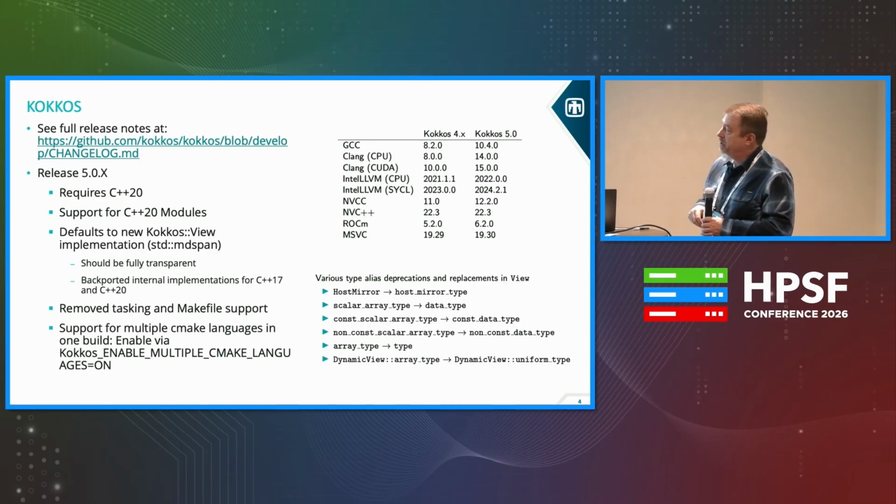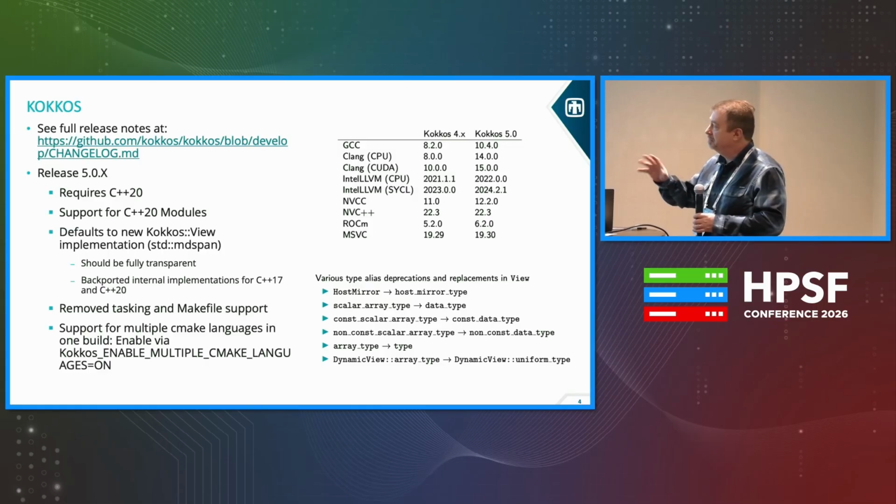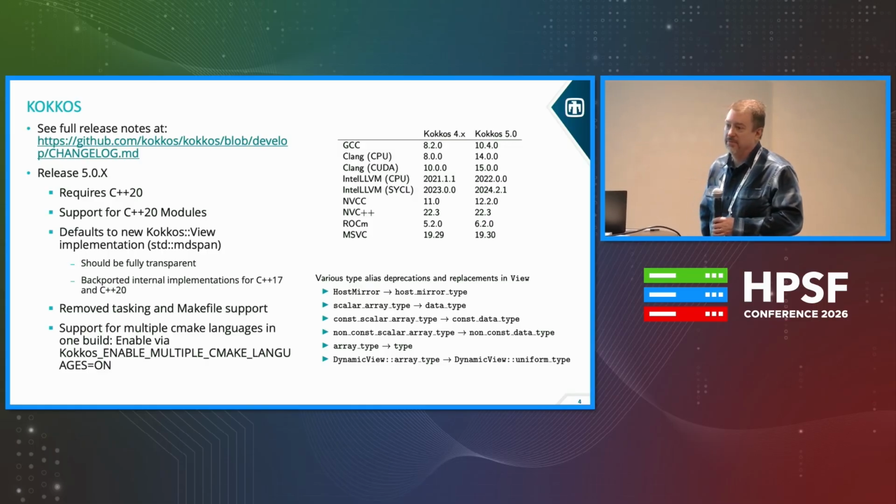They removed tasking. I think maybe Phalanx was the only package using it in Trilinos, and that was off by default. And they removed makefile support. They also have support for multiple languages now, so you can turn on both GCC and NVCC instead of just tricking the compiler to use NVCC for everything.